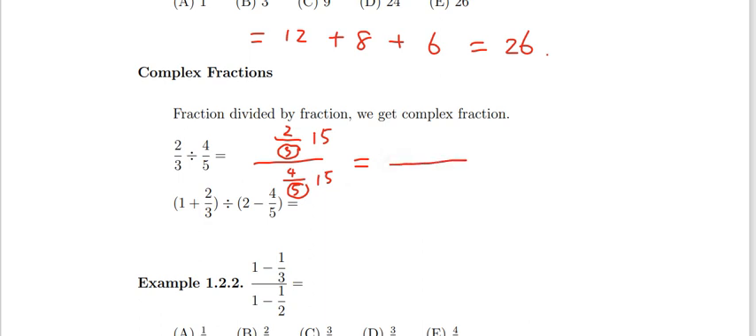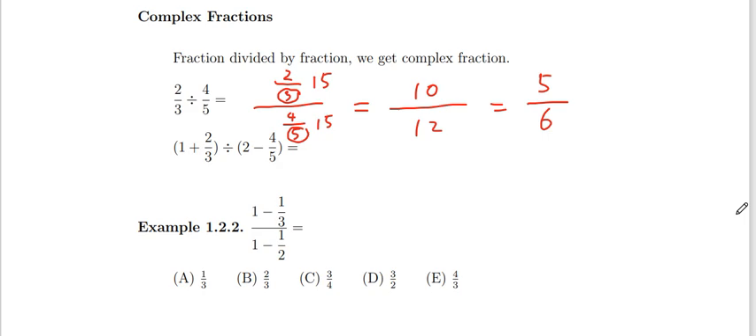3 and 15 cancel, 5 stays, so this becomes 10. And 5 and 15 cancel, so this becomes 12. So again, this can also simplify. Final answer is this.